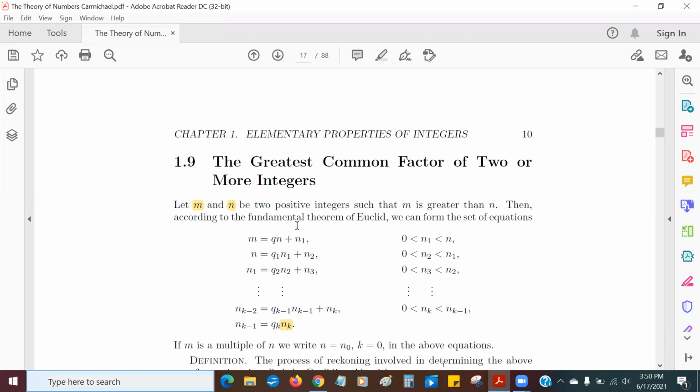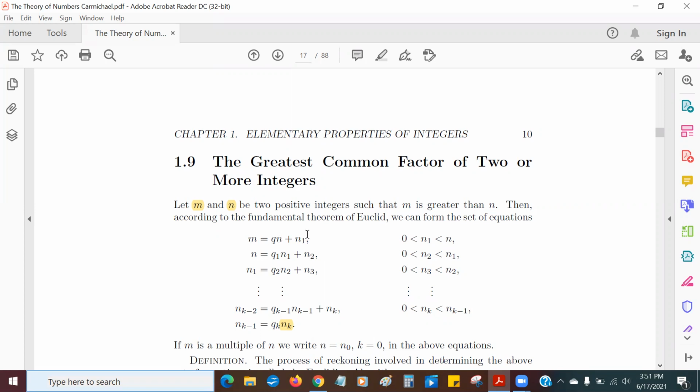Now I'm going to look at this from the other side. Let's look at the GCF. The GCF, we're calling it D. Well, D goes into M and D goes into N. So if it goes into these two guys, it has to go into the left part of the equation, because if the left side of the equation is divisible by D, the right side has to also be divisible by D, which means D has to go into N1.